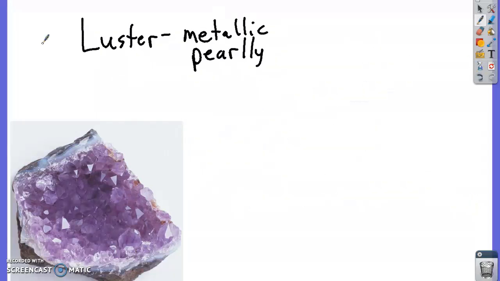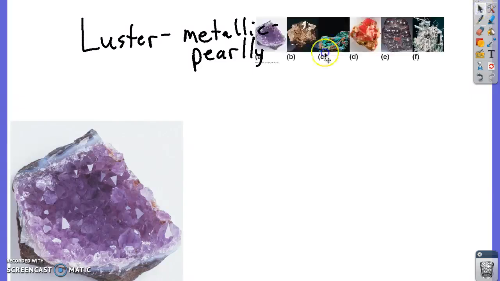The next thing we'd like to look at is luster. Luster really just has to do with what the surface looks like. Okay, and based on how it reflects light, it could be metallic, which would be very shiny, silvery, gold, whatever, bright colors that reflect well. Pearly or iridescent, sometimes we use that as an example of a luster.